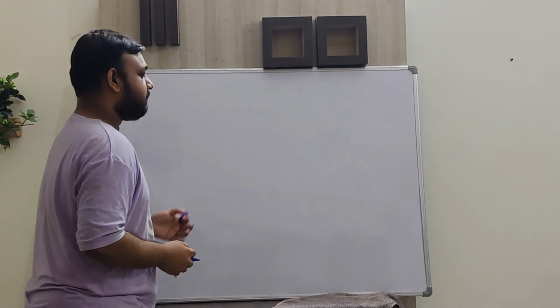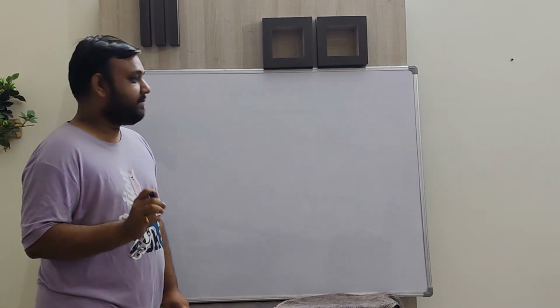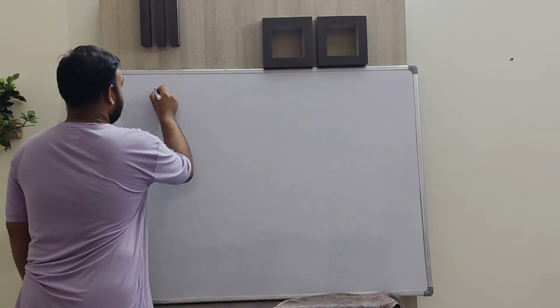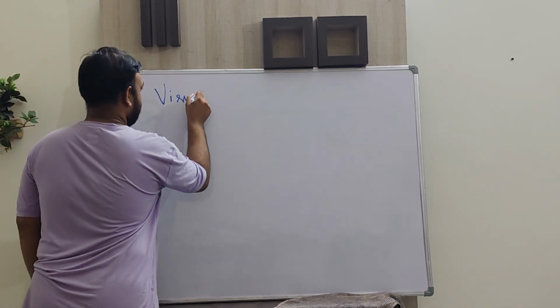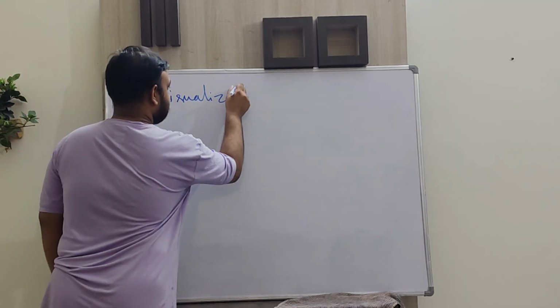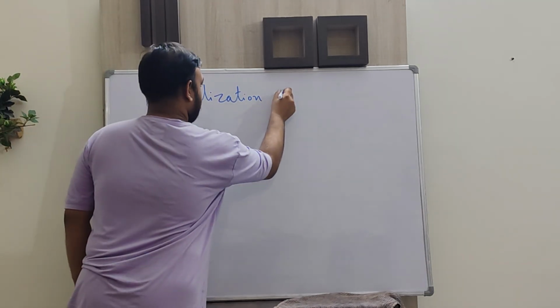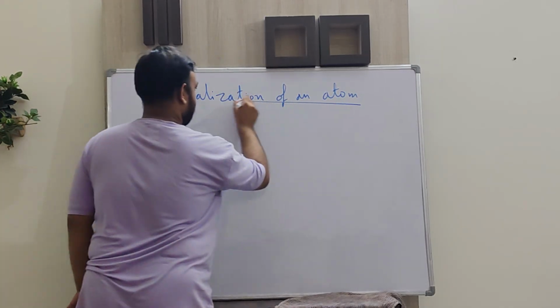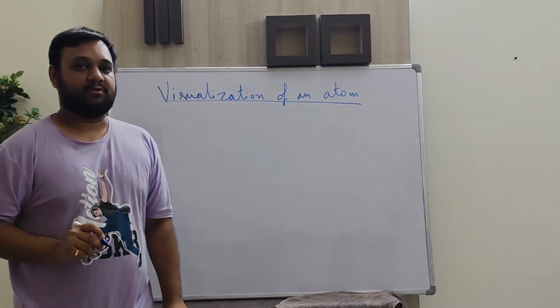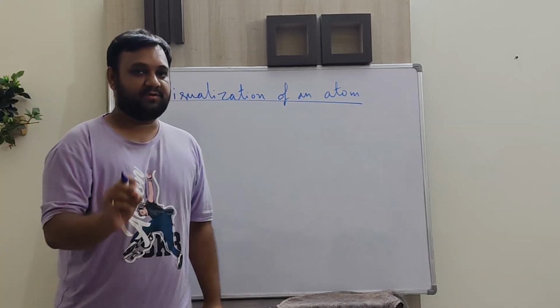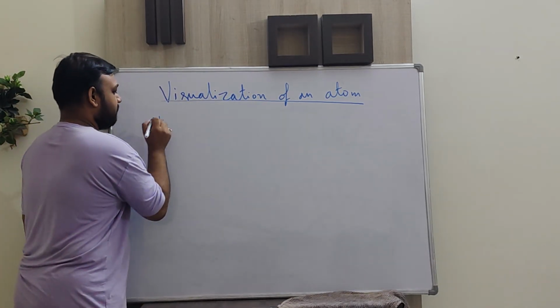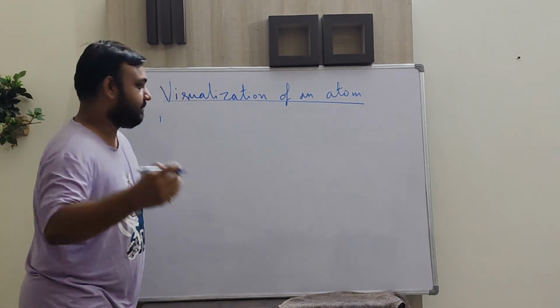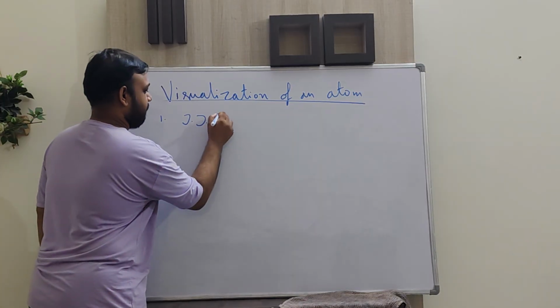So, if we want to give a topic name, we can write visualization of an atom. I will make it very brief. First of all, the first atomic model was given by J.J. Thomson.